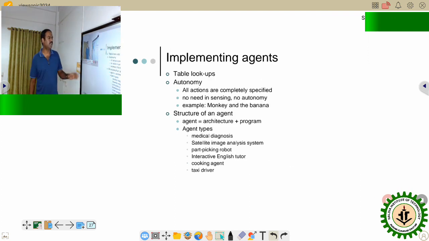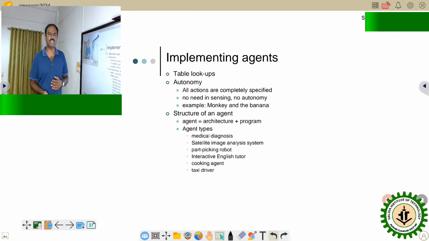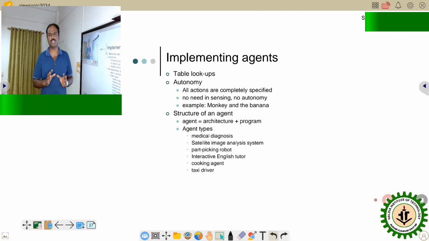Now, implementing the agents. We have already discussed how agents are made. There is some architecture and there is some programming. Programming is needed to define, for each condition, how it will react. And the architecture may be hardware architecture or software architecture. All the architectures are already built into a particular system so that it can react. You can see different agents: medical diagnosis, satellite image, part picking robot, interactive English tutor, cooking agent, taxi driver. Such agents are available today on different platforms on the internet.